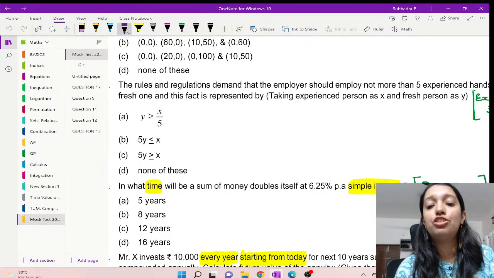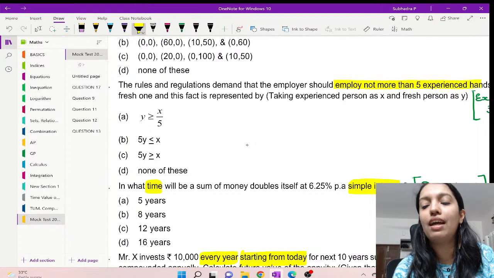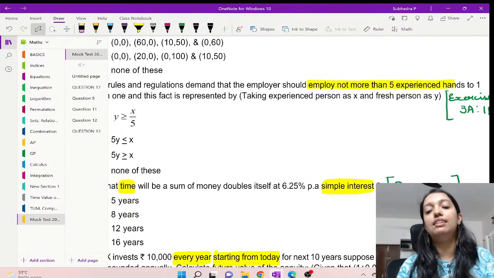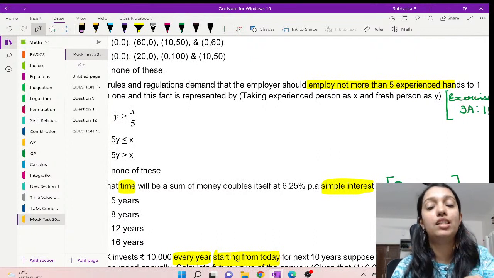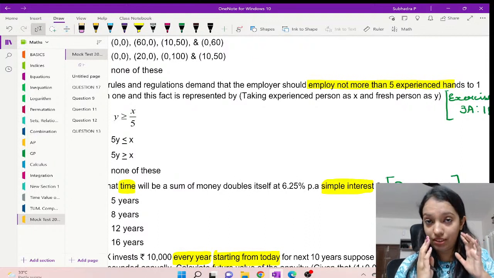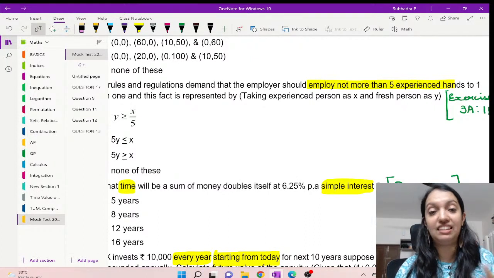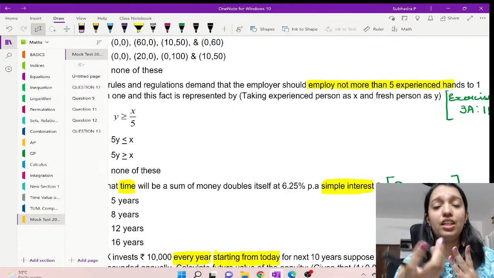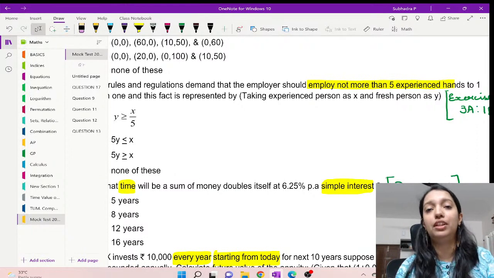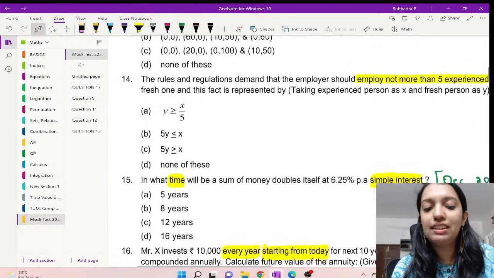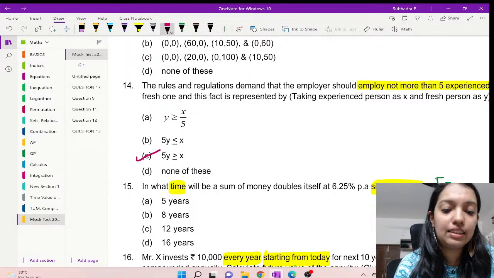The rules and regulations demand that employers should not employ more than 5 experienced persons to 1 fresh, and this fact is represented by taking experienced person as X, fresh person as Y. We have done this question so many times. This is the third question from your ICAI material, Yash's material, Trisha material, whichever material you are using. So what is the answer for this? Correct answer is option C.